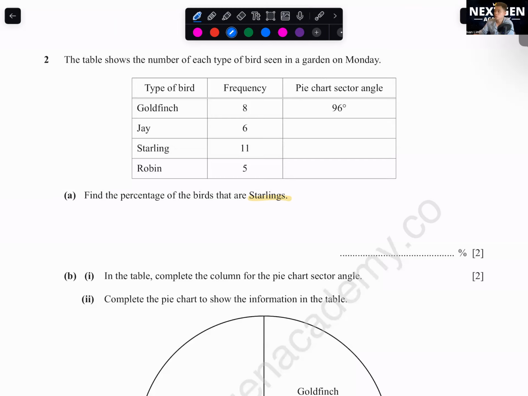Find the total first. 8 plus 6 plus 11 plus 5. If we get here, 30. Then I want to find percentage, right? Percentage, so 11 of it over 30 multiplied by 100%. You get here 36.7%.